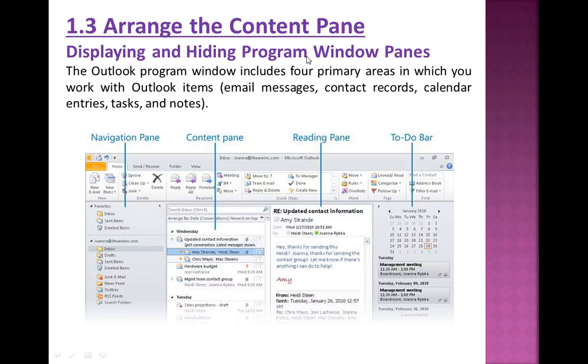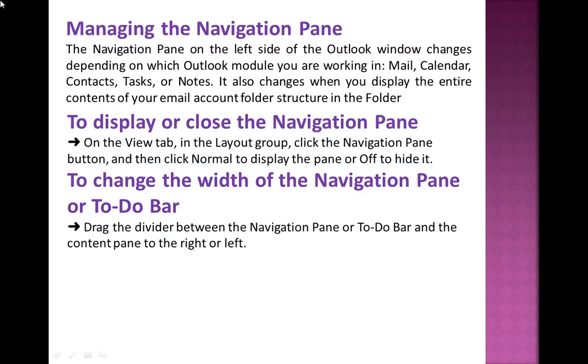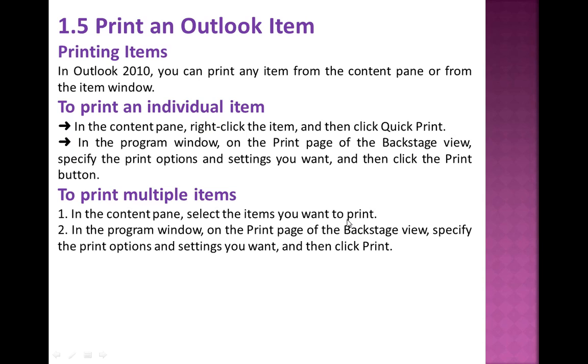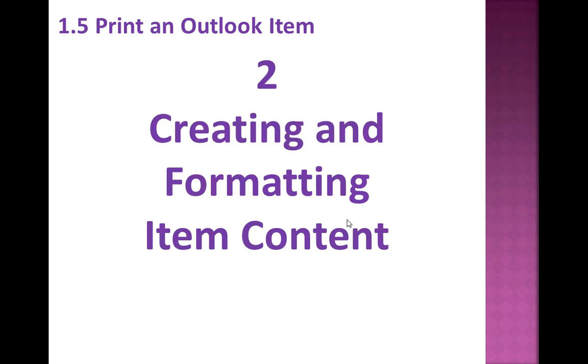I can arrange the content pane. These are the multiple panes which we have studied, like navigation pane, content pane, reading pane, and to-do bar. Next, we have studied how to apply a search filter. Simply click on the search, a new tab will open. You can search in all items, current folder, subfolder, Outlook content, and you can close the search. Then we have also talked about how to take a printout of the Outlook item.